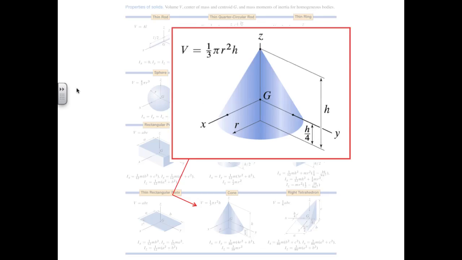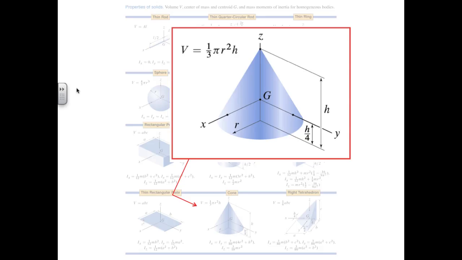A cone is one of the volumes with tabulated properties, and we can see that it has a volume of pi r squared h over 3, where r is its base radius and h is its height, and that its centroid is 1/4 of the height from its base. You might notice that the centroid is labeled G, something we normally associate with center of gravity. In the case of a volume of constant mass density, there will again be no difference between centroid, center of mass, and center of gravity.